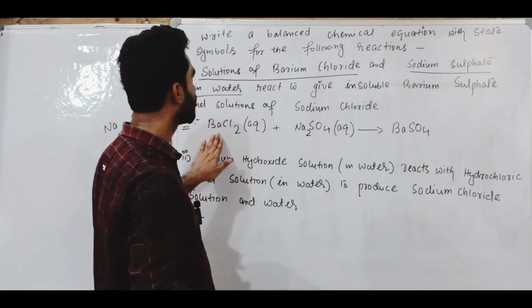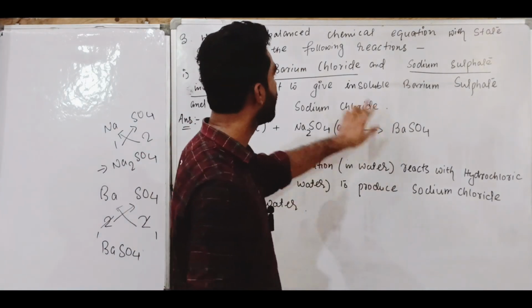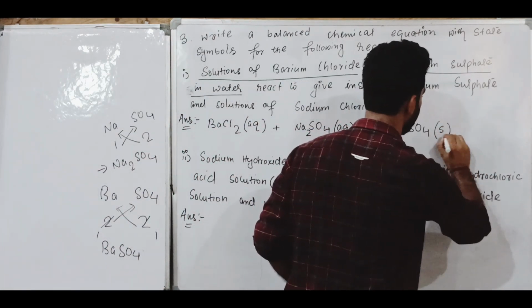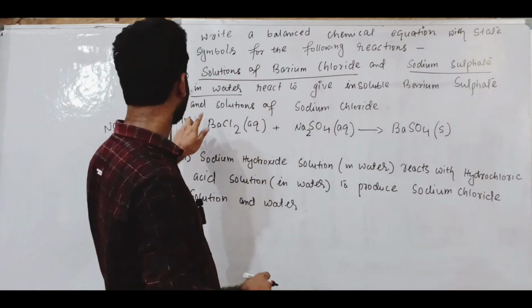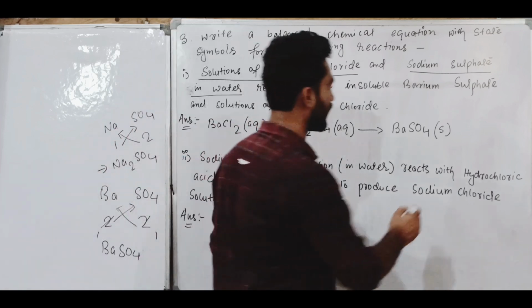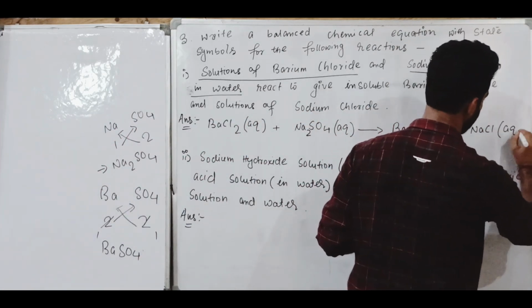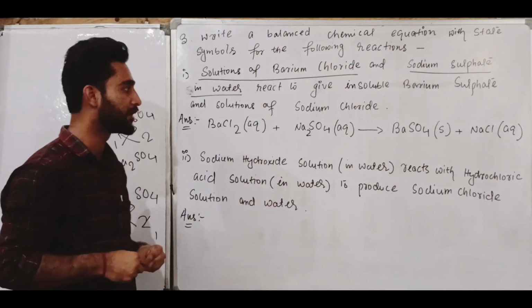So the solution of the barium chloride and the solution of the sodium sulfate, they reacted and they formed what? Insoluble barium sulfate. Insoluble means what? This one we will get in the solid state, insoluble form, precipitate we will get. Along with this precipitate, what will be formed? Solution of sodium chloride. Means NaCl we will get in aqueous form. Now we have to balance the chemical equation.